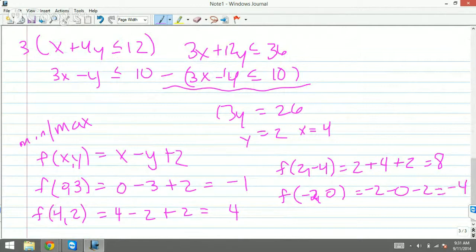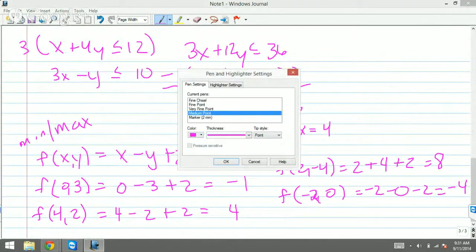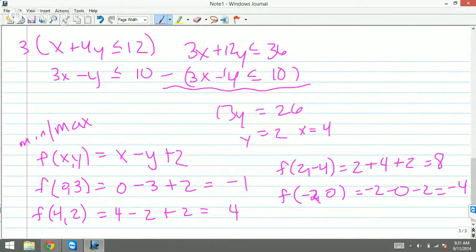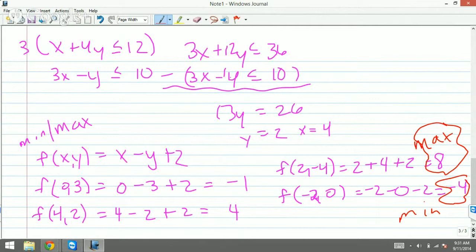What's the max? This is the max. And the minimum is -4. At those 2 points. So if you're running a business, making dollhouses, and you have 2 styles of dollhouses, you'd make one of one dollhouse and 4 of the other, and you'd maximize your profit.